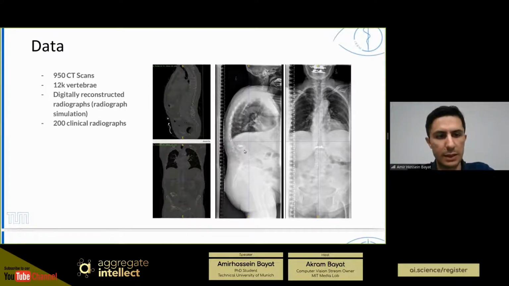It was multicentral, and we used the 3D shapes or 3D segmentations as ground truths, and then did the simulation for the radiographs. I'm going to explain how we exactly do the simulation using CT data. And finally, we had about 200 clinical radiographs. So they are real radiographs from patients. We applied the model on them, and the results were evaluated by expert radiologists.